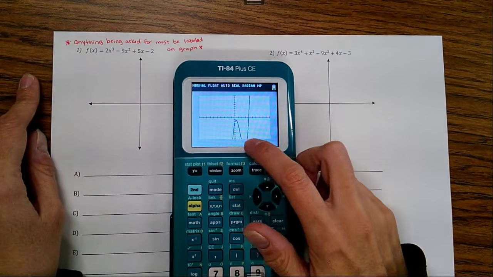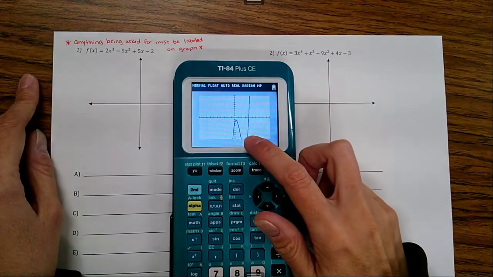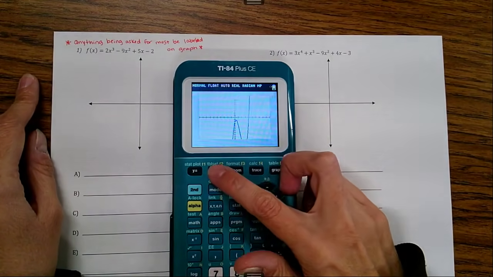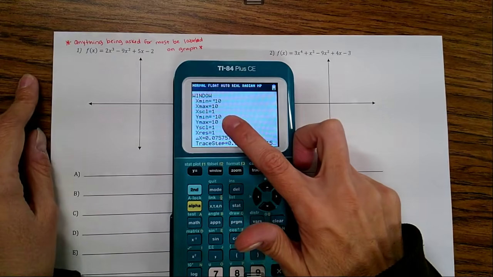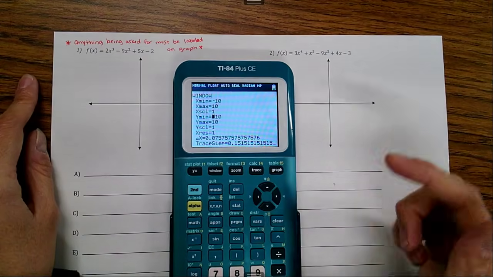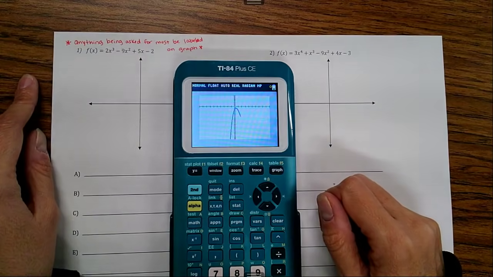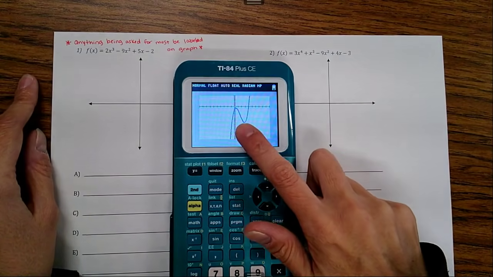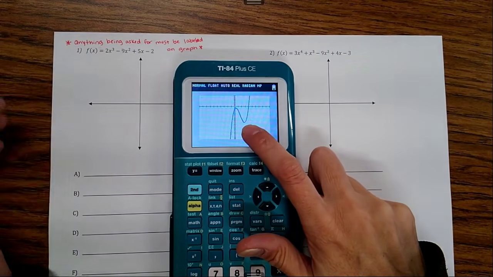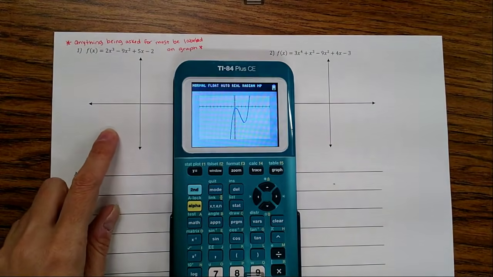So notice that on my graph, I can't quite see the minimum, like it goes off the graph. So to fix that, we're going to go to the window and I need to change my y minimum. We're not entirely sure how far down to go, so maybe let's try -30 and then hit graph again. All right, and now I'm able to see it. So -20 may have worked also, but I just picked a number smaller than -10. All right, so we're going to sketch this on our papers.